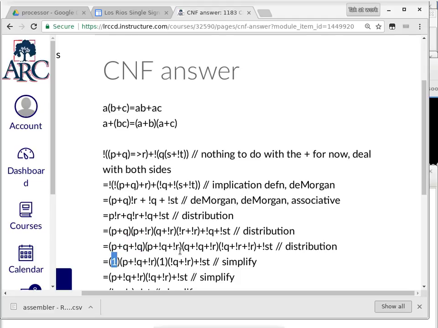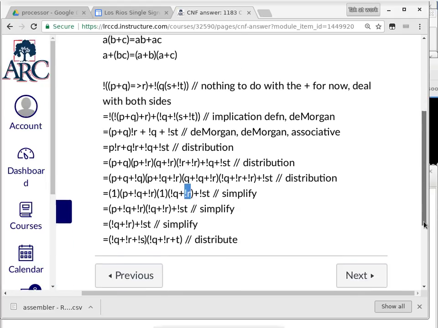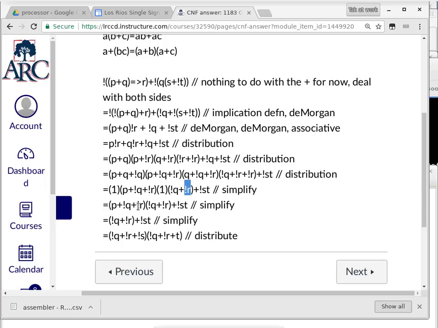Same thing applies to the other side. We have Q or not R. That also simplifies to just a single 1. And then this one, because we have not R or not R, that simplifies to just one single not R. So I did some simplification here, and then just to make it obvious, in the next step I got rid of the 1s, so we only have the non-1s left in the terms.